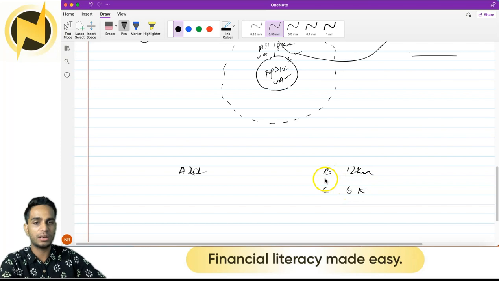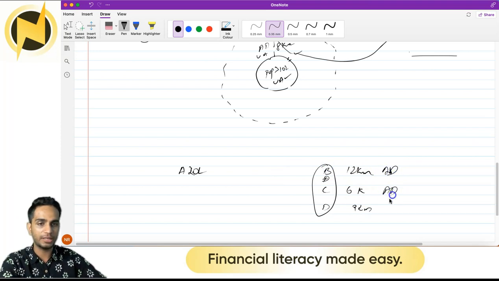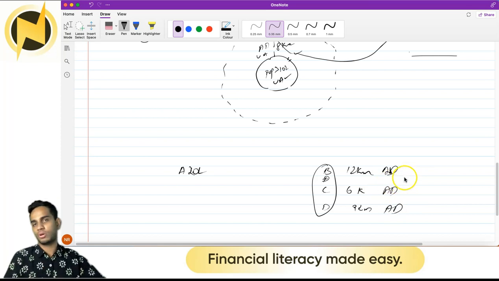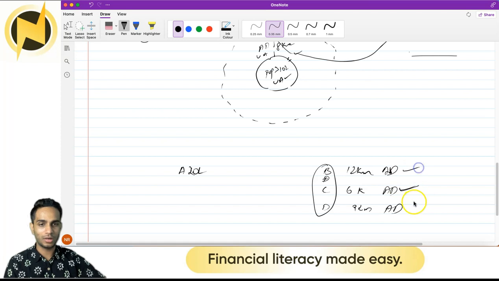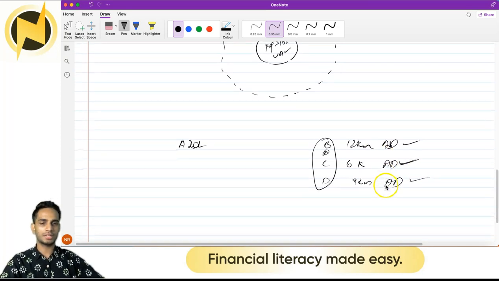Then there is an area D at a distance of 9 kilometers. All these places are at 12 kilometer, 6 kilometer and 9 kilometer aerial distance. Which of these areas are urban and which are rural? That's what they will ask at most. This is urban. This is rural. This is also rural, because anything beyond 8 kilometers is treated as rural.